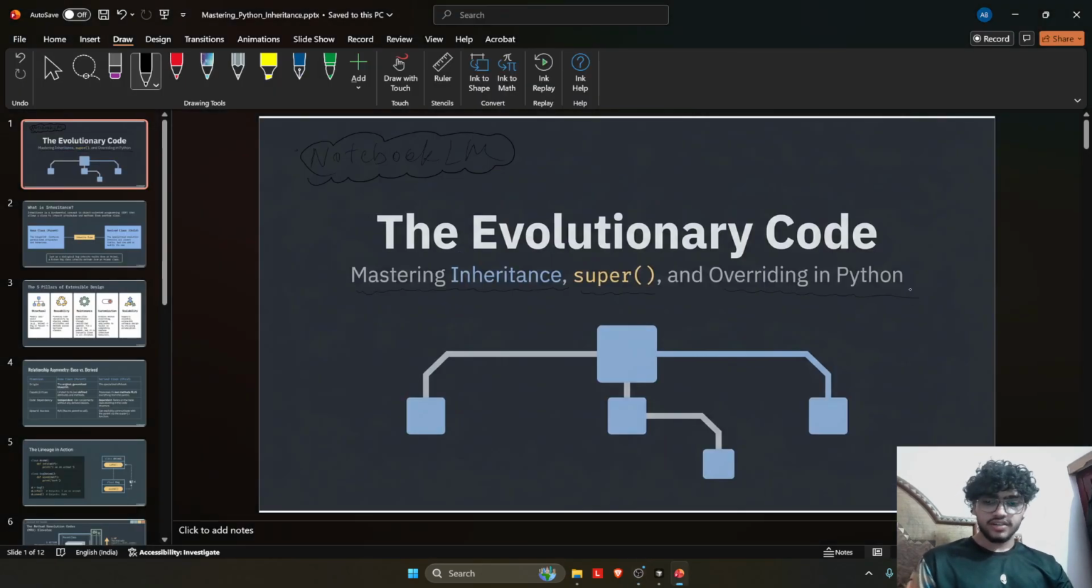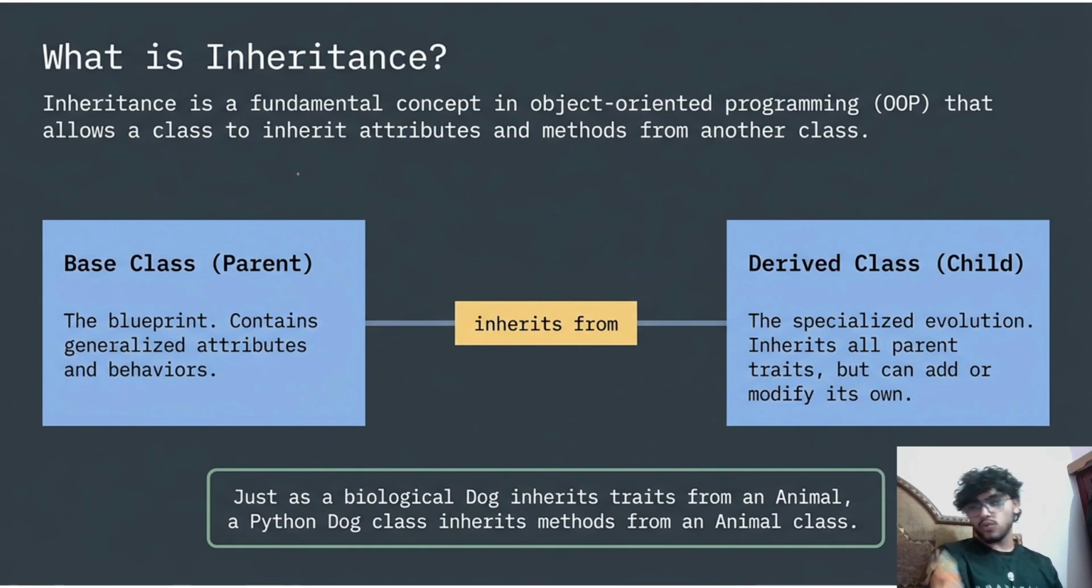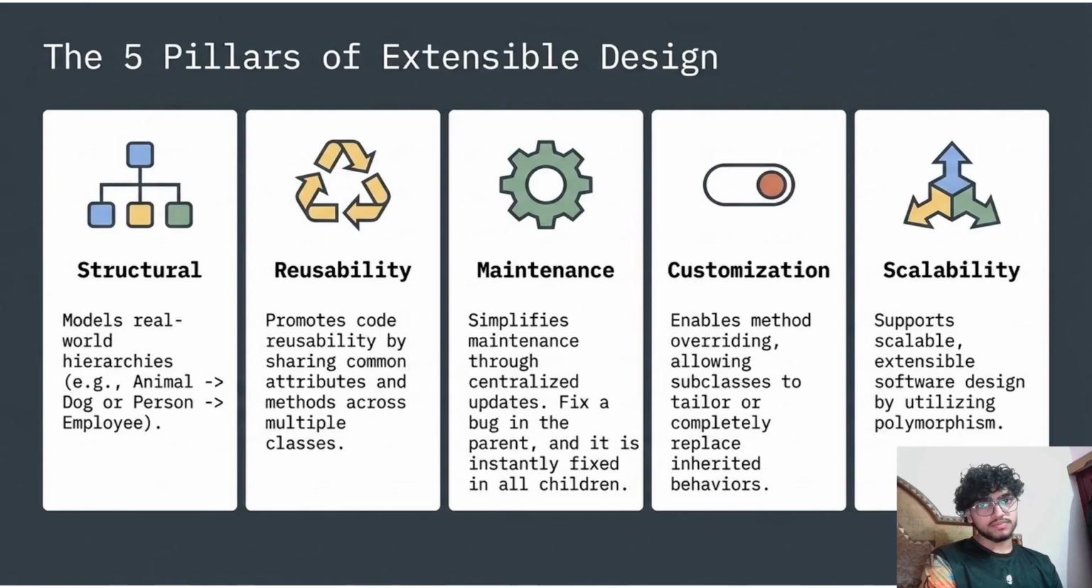So we'll be starting with inheritance. What is inheritance? Inheritance is a fundamental concept in OOPS that allows a class to inherit attributes and methods from another class. There is a base class, called the parent class, and there is a derived class, which is also called the child class. The base class is the blueprint that contains generalized attributes and behavior, and the derived class has an evolution of their traits, including the traits in the parent class. Just as a biological dog inherits traits from an animal, a Python dog class inherits methods from an animal class.